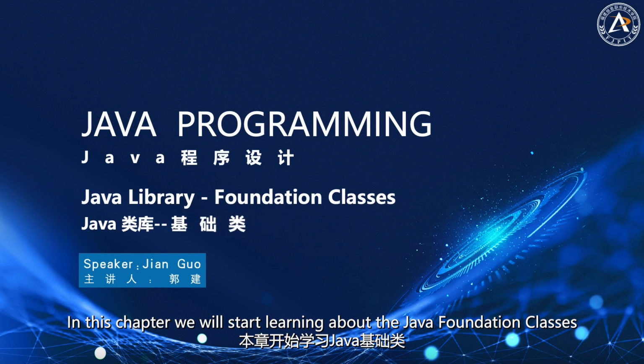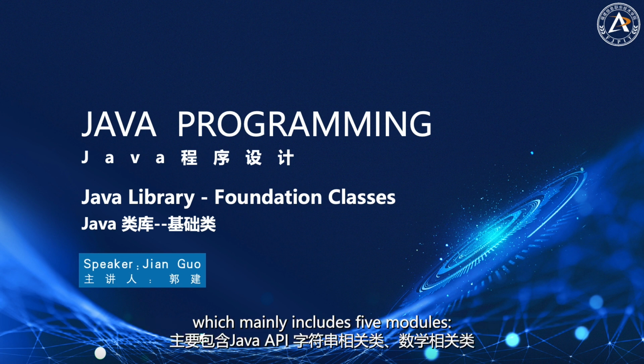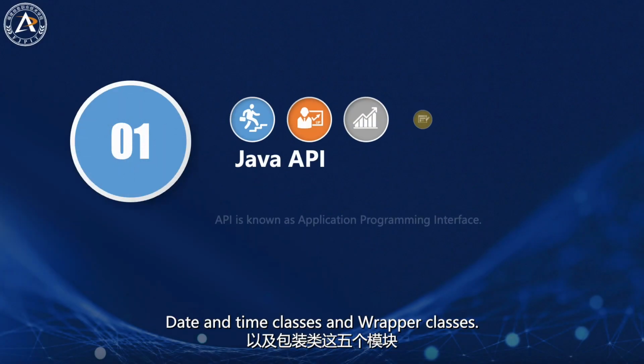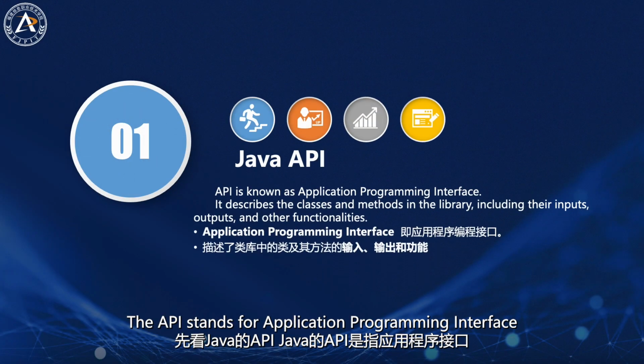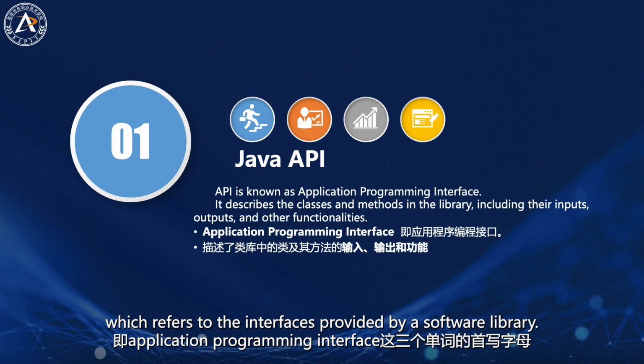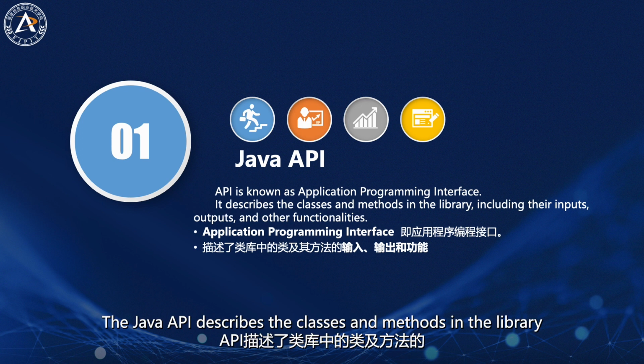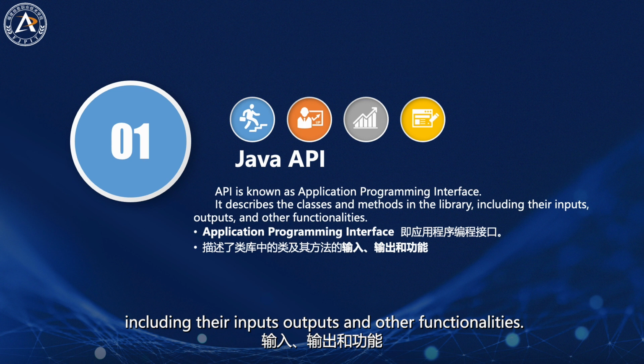Everyone, in this chapter we will start learning about the Java Foundation classes, which mainly include 5 modules: Java API, string classes, math classes, date and time classes, and wrapper classes. The API stands for Application Programming Interface, which refers to the interfaces provided by a software library. The Java API describes the classes and methods in the library, including their inputs, outputs, and other functionalities.